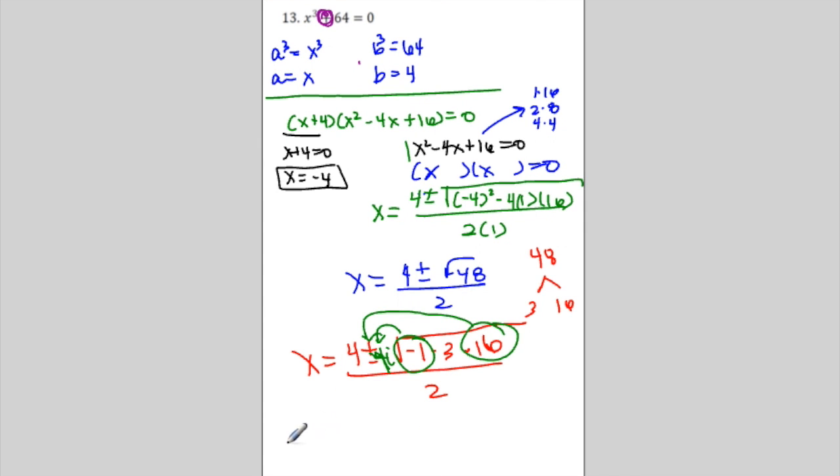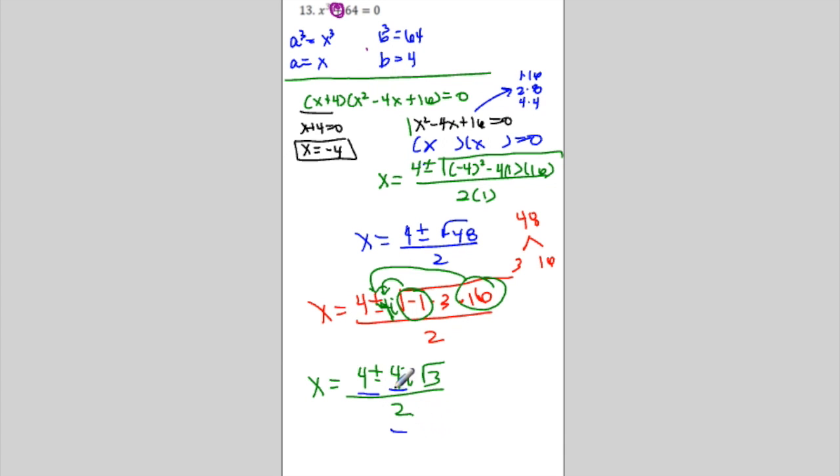So what I would have is x is equal to 4 plus or minus 4i square root of 3 divided by 2. Look, these are all divisible by 2. So 4 divided by 2 gives me 2, plus or minus 4 divided by 2 is 2i square root of 3, and then 2 divided by 2 is 1. So x equals negative 4 and x equals 2 plus or minus 2i square root of 3. Those are my answers for example 13. Okay, so it is possible to have some imaginary numbers.